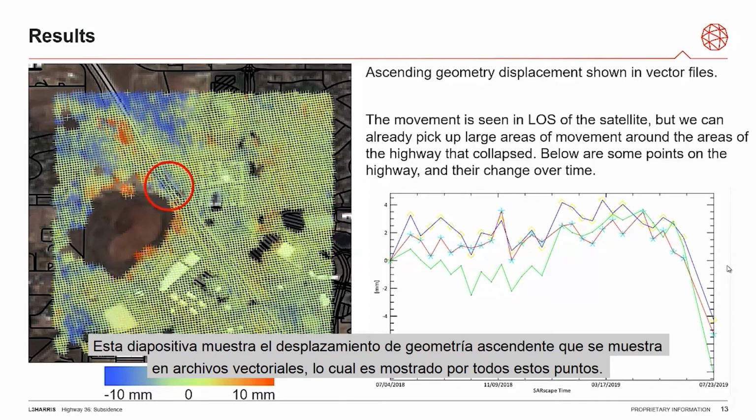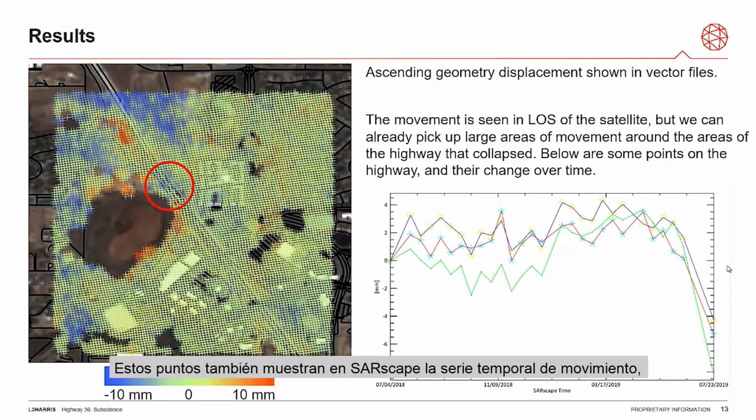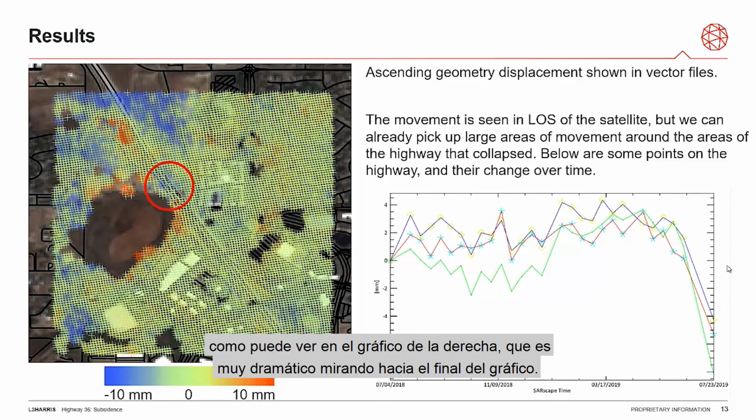This slide is showing the ascending geometry displacement shown in vector files, which all of these points are. What all these points also hold, that you can go out and look at in SARscape, is the time series of movement. So as you can see from the chart on the right, which is very dramatic looking towards the end of the chart itself.